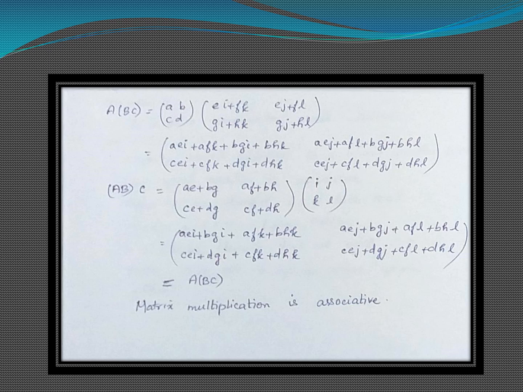This is (AB) into C. On simplification, we get the result is same as A into (BC). That is, the matrix (AB) into C is also equal to the matrix A into (BC). Therefore, the matrix multiplication is associative.